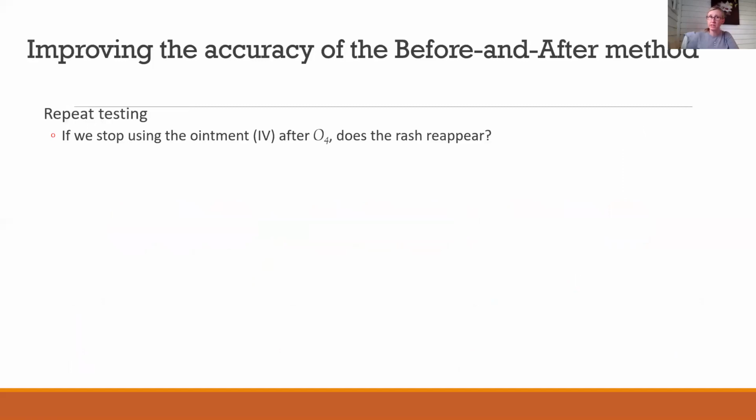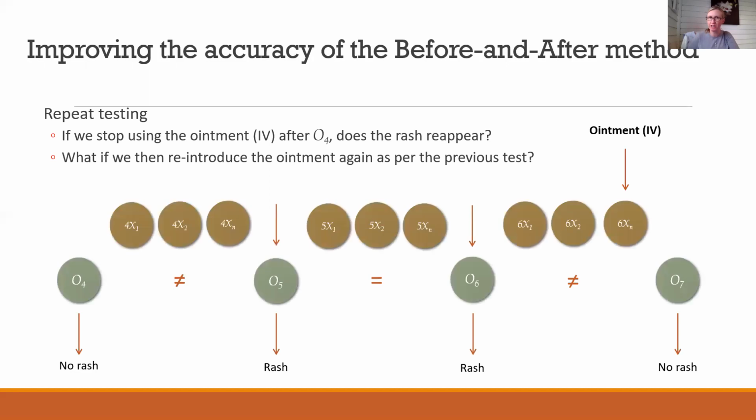Let's repeat the testing. If we stop using the ointment, or if we take the IV away, do we see a change in our dependent variable? And then if we reintroduce the IV, just like we did in the last test, will we see the change again? So this would be demonstrating that effect there.